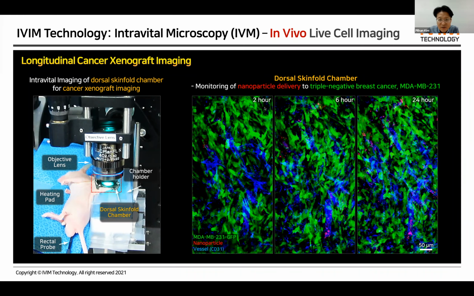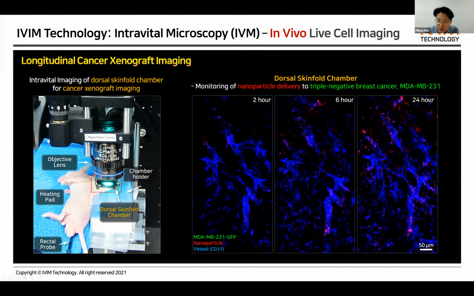At 2 hours, 6 hours, and 24 hours, we can see how the intravenously injected nanoparticles are delivered through the tumor blood vessels to the cancer cells, like this. This is the image taken at 2, 6, and 24 hours after the nanoparticle injection. And actually, we can repeat this imaging for much longer, even more than 2 weeks.